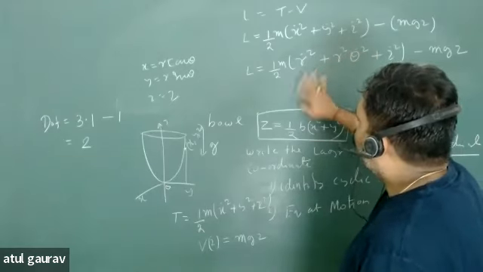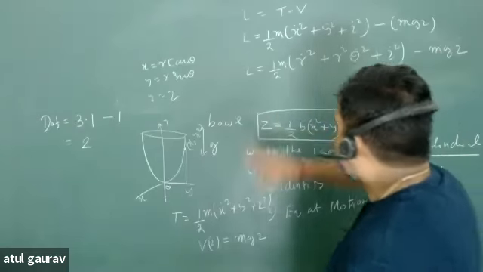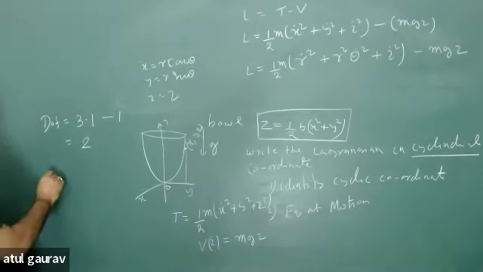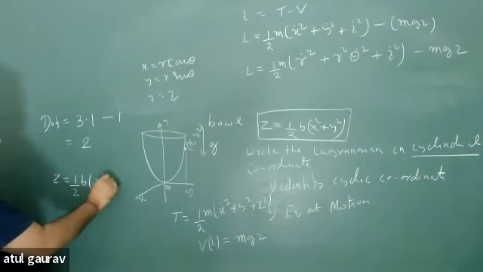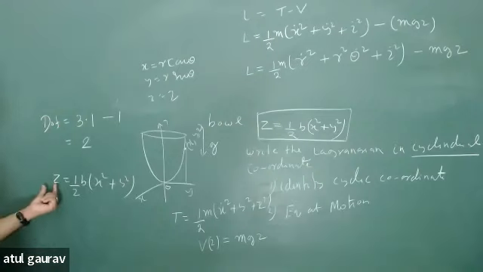So what do we have to do? We have to include this thing in my equation. Now, this given z is equal to half b (x square plus y square), in which coordinate form is it given? Cartesian coordinate form. But in which form do you have to write it? Cylindrical form. So you have to convert this Cartesian to cylindrical form.